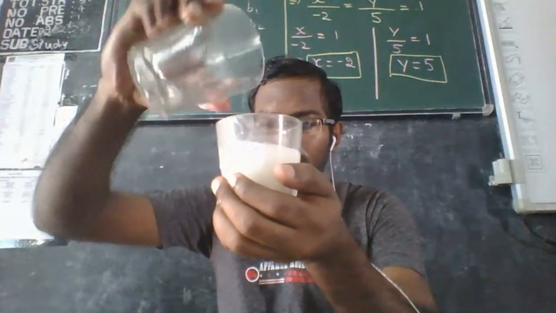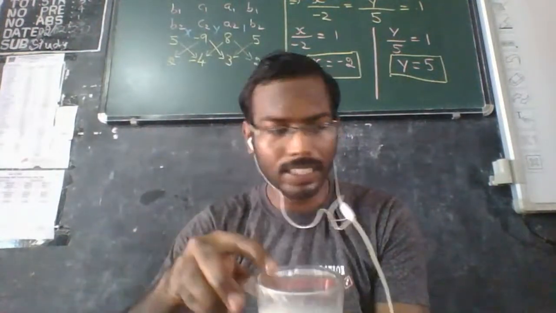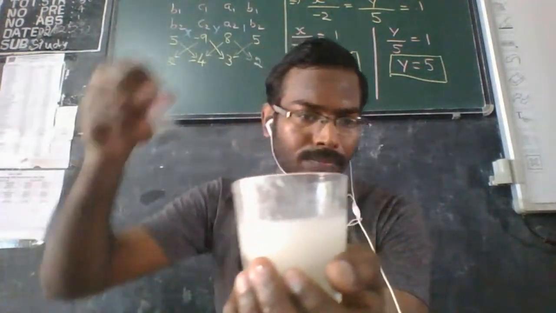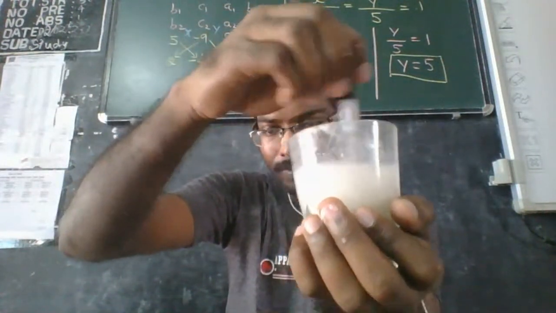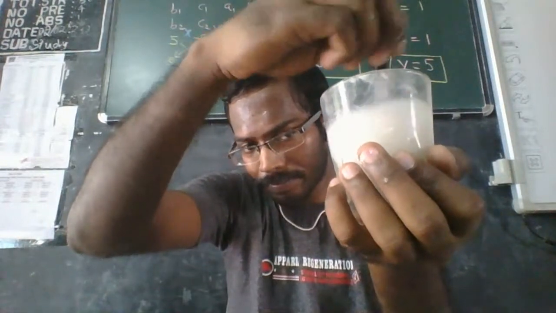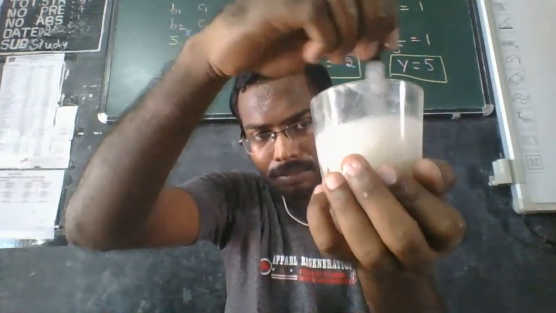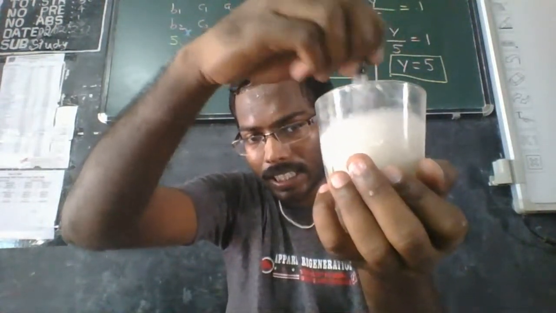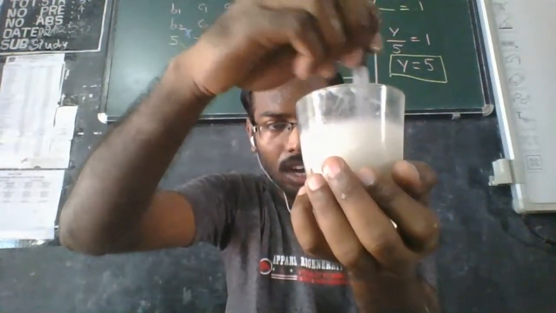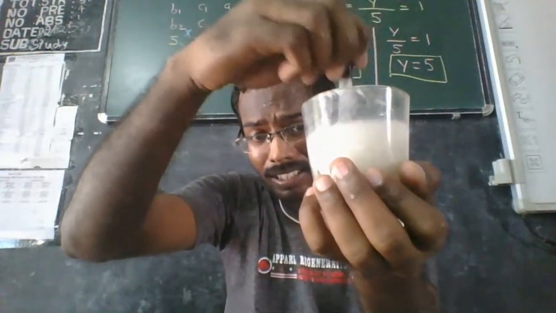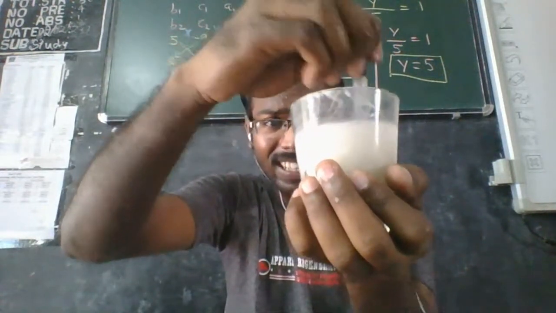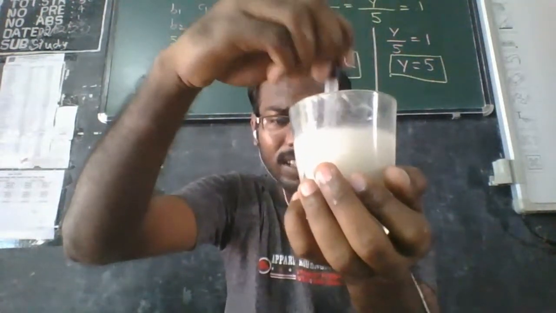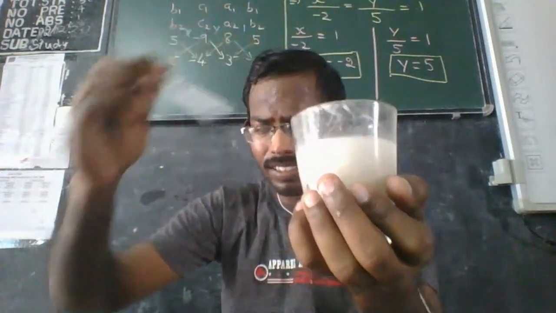Okay, here it is. So this is a chalk solution. That is suspension. You can also prepare this. If you don't have chalk, you can use salt, soil or sand. Sand in water is also an example of suspension.